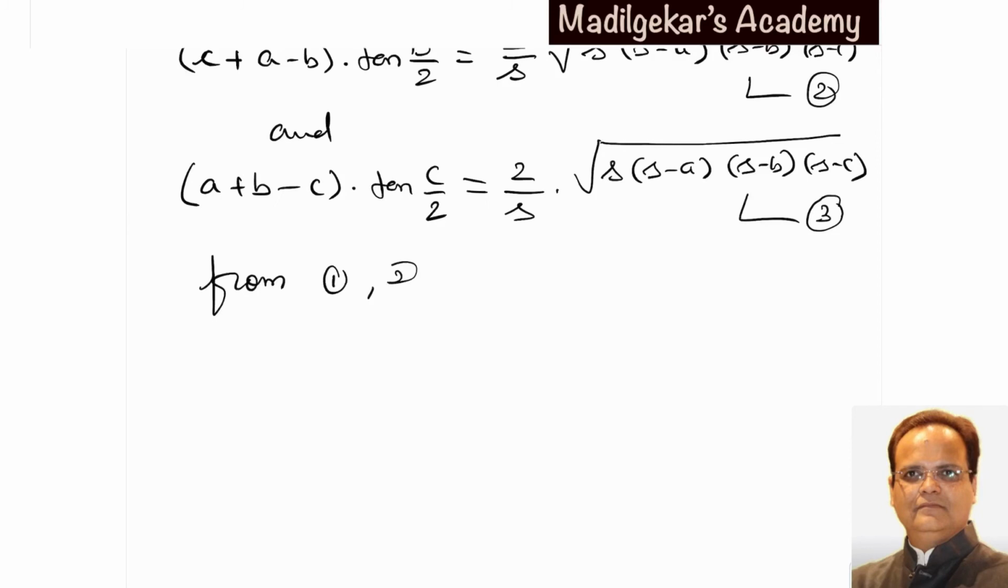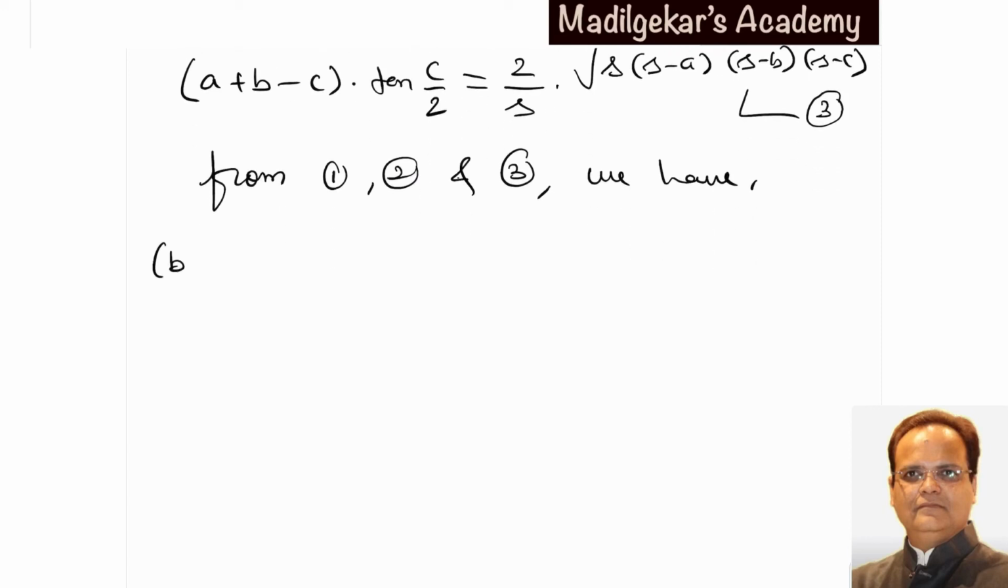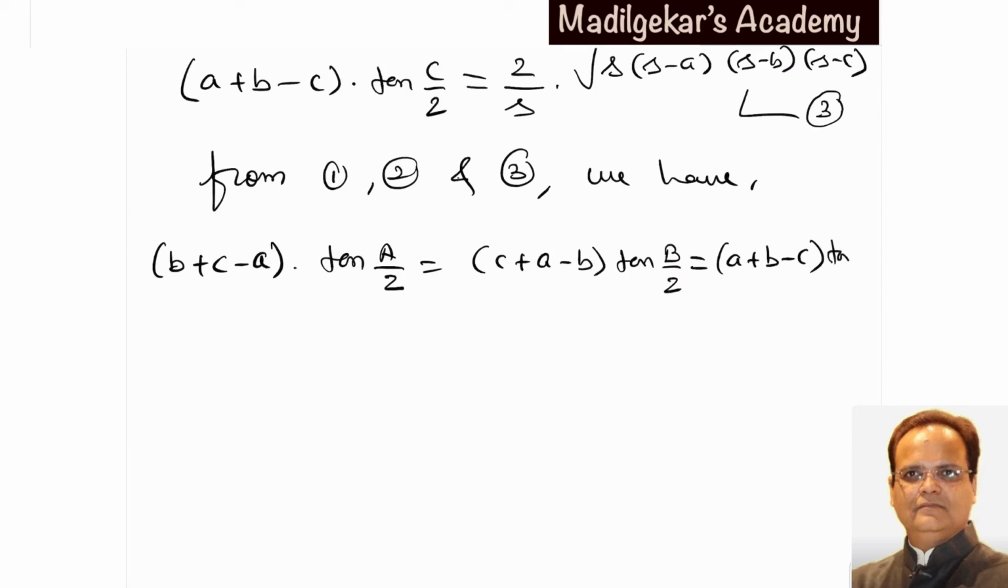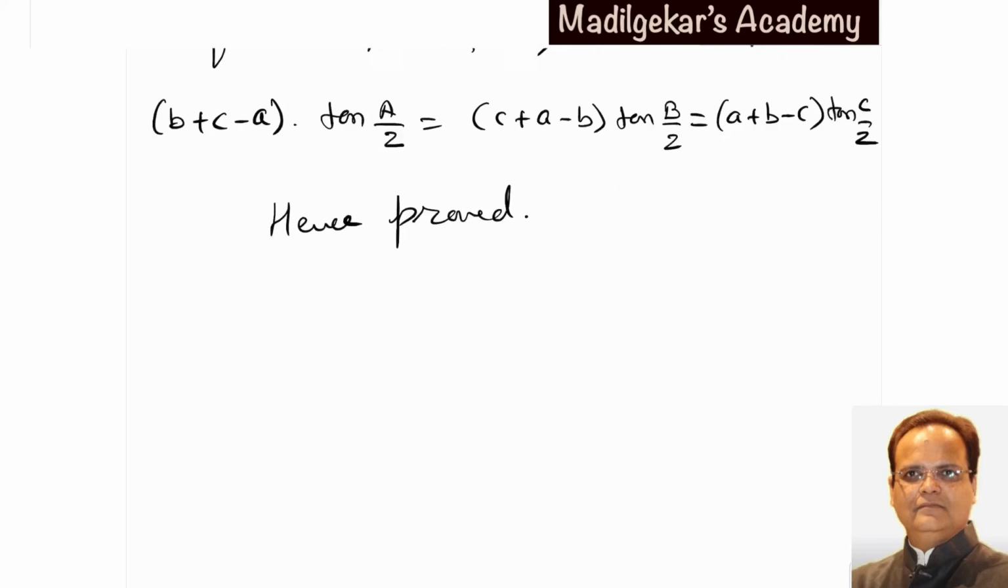From 1, 2 and 3, we have B plus C minus A into tan A by 2 equals to C plus A minus B into tan B by 2 equals to A plus B minus C into tan C by 2. Hence, proved.